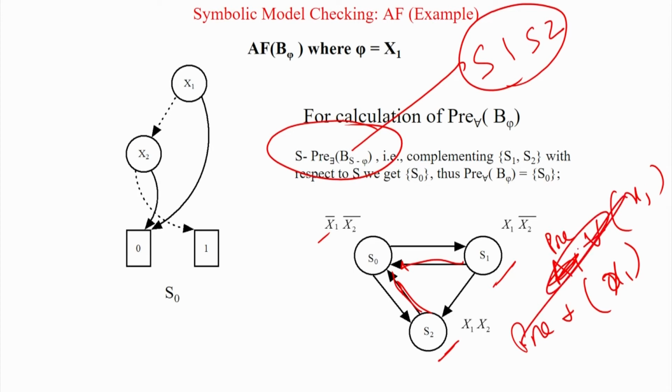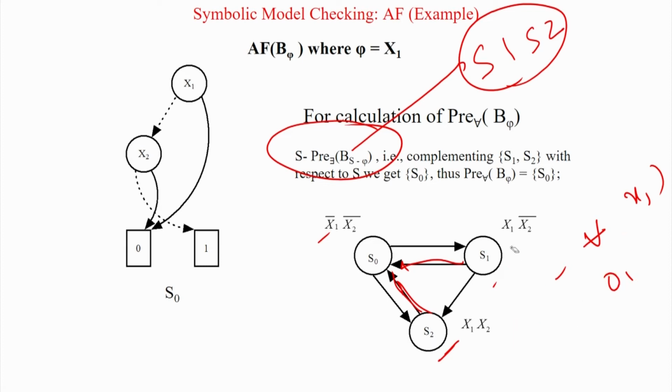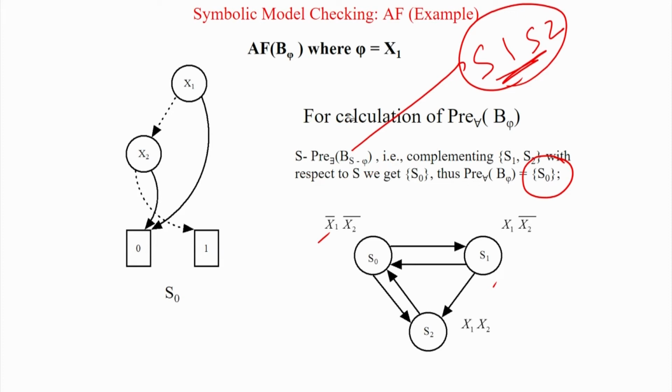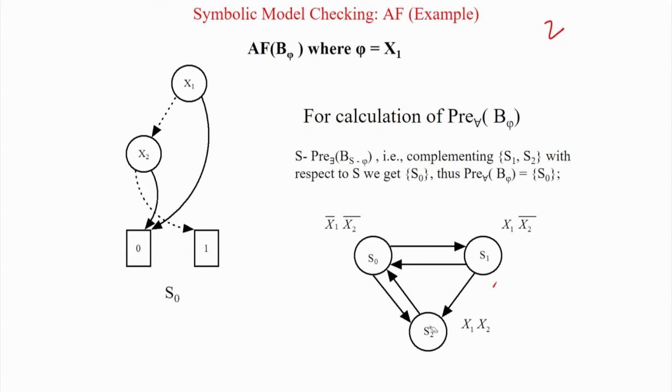Now, basically we subtract S1 and S2 from the entire state space, and you are going to get the solution answer as S0. So pre for all phi, that is equal to x1, is only going to have the state S0. Intuitively, what we have done is, first we have taken the set of states where x1 is false, that is nothing but your S0.